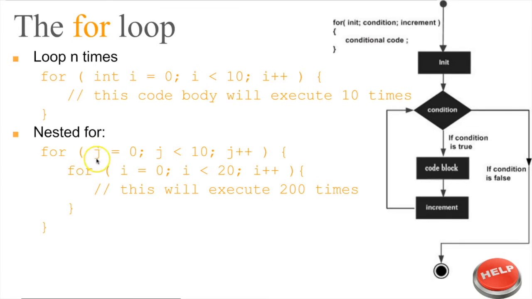For example, if you had an outer one that repeats 10 times, an inner one which repeats 20 times, then whatever code you put in the center here would repeat 200 times, 10 times, and for each of the 10 times it repeats 20 times, so 200 times. Programmers try to avoid nested loops, but in some situations it's quite handy.